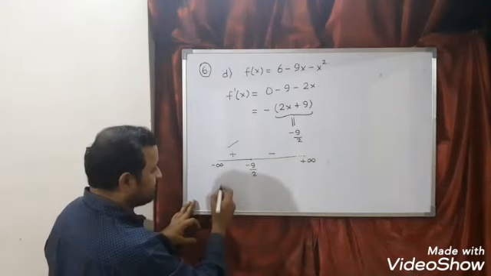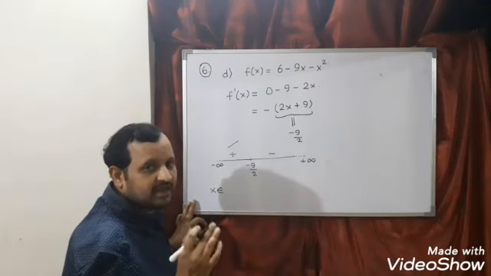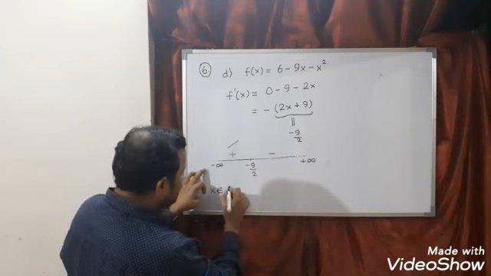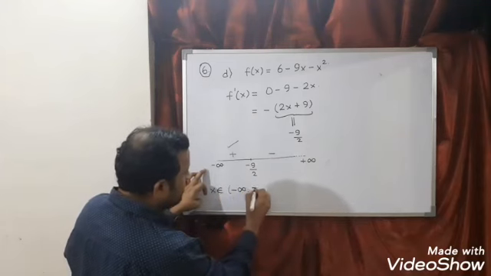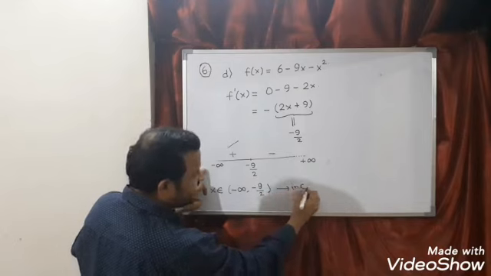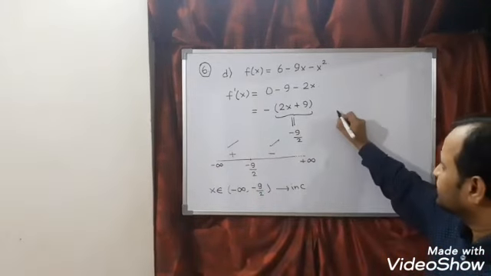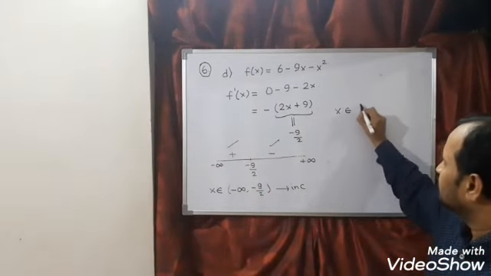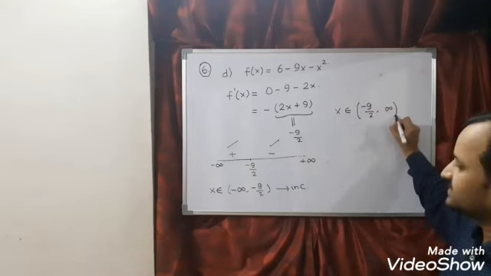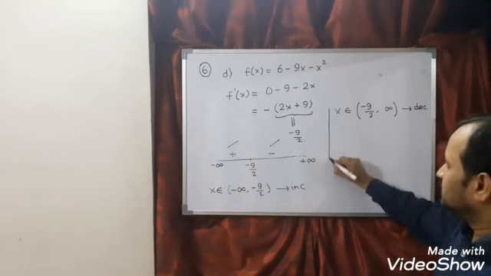So the plus sign represents what? Interval of increasing. So here I can say x belongs to, as I told you last class also, in mathematics we have to read from left to right. So x belongs to minus infinity comma minus 9 by 2. This is the interval of increasing. And what about this? So minus. Here I can say x belongs to minus 9 by 2 to infinity. This is nothing but the interval of decreasing. So I think it is clear.